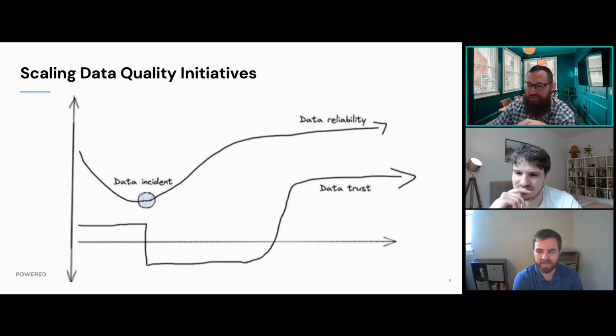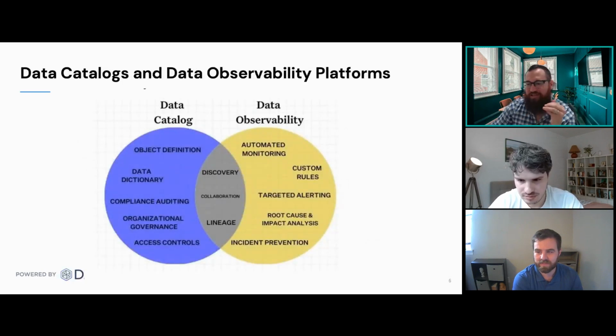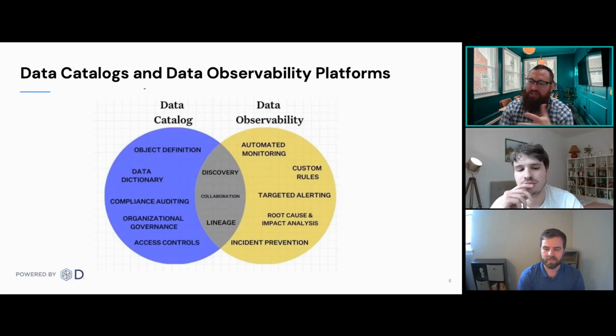Okay, so we're going to move on, switch gears just a little bit. We're going to be talking about data catalogs and observability platforms. And so, Joel, we'll start with you again. How do these catalog and observability platforms work together to improve quality and discoverability?